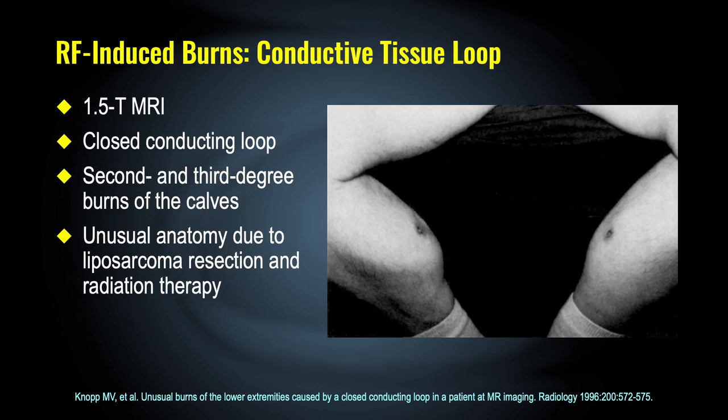A study by Knopp et al. reported a rare case of severe burns that affected the patient's lower extremities during magnetic resonance imaging. The authors indicated that the second and third degree burns were caused by a closed conducting loop that inadvertently formed, leading to a focal increase in temperature at the junction of the patient's medial calves. This patient had unusual anatomy due to a previous resection of a liposarcoma and radiation therapy.